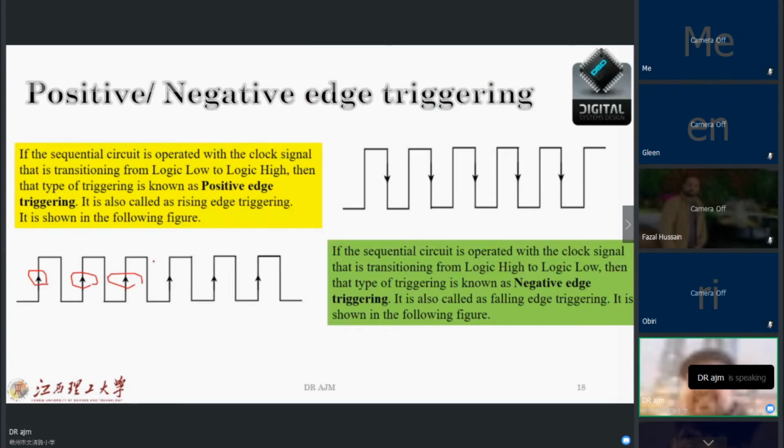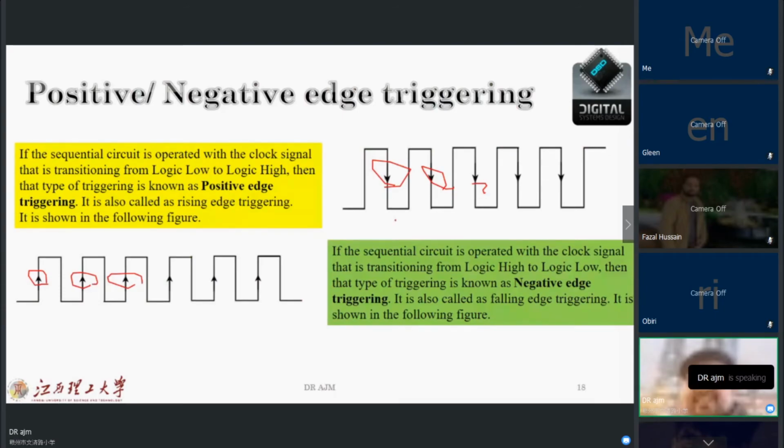Then this type of triggering, we will call positive edge. It can also be called rising. It's something like that, you are going to raise the flag of edge triggering. But on the other side, for the green one, if you see the arrow, please see the place of the arrow. It's going from high level to low level, which we call negative edge. It can also be called falling edge triggering, and it shows here.